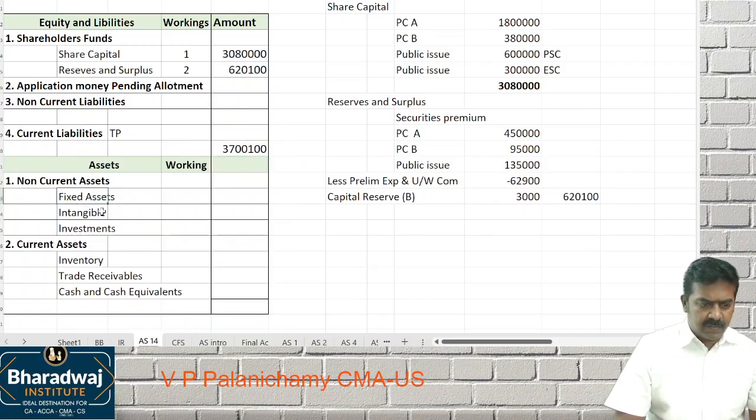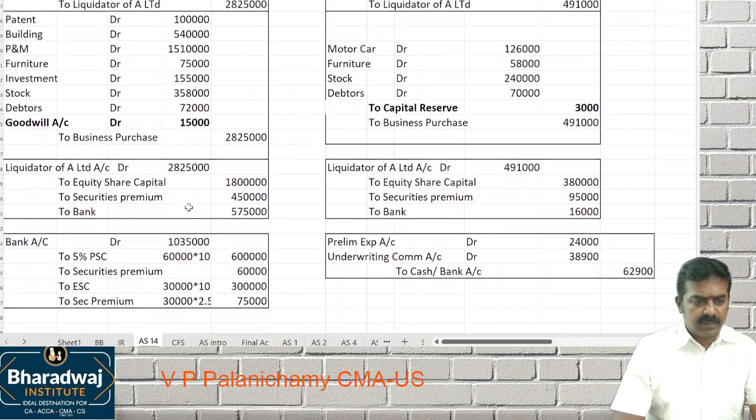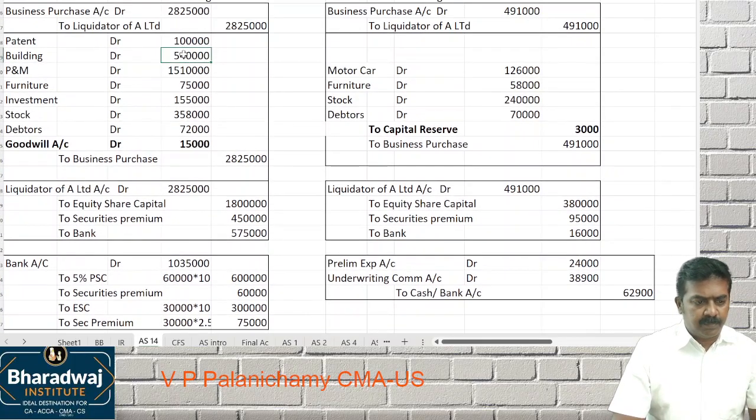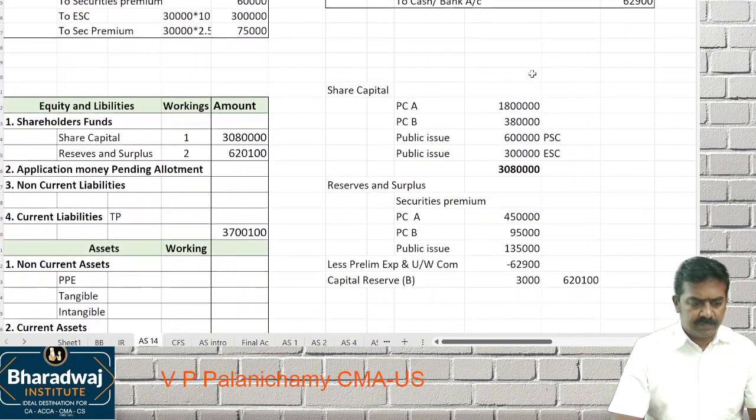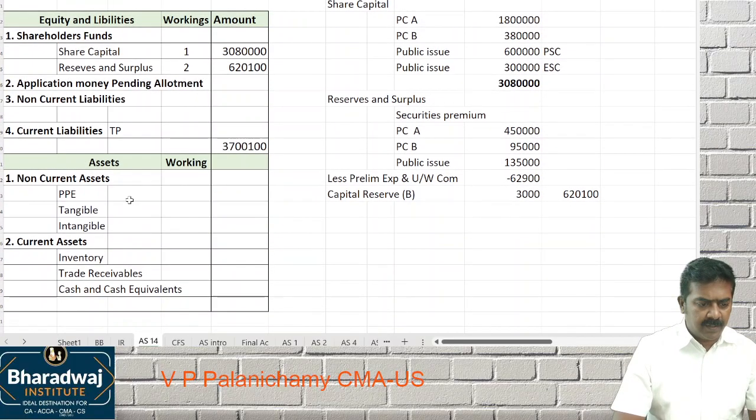Fixed assets. There is plant, property, equipment, tangible, intangible. Tangible assets என்னென்ன வரும்? This building, plant, furniture, motor car of both the company as per the journal entry request to add.